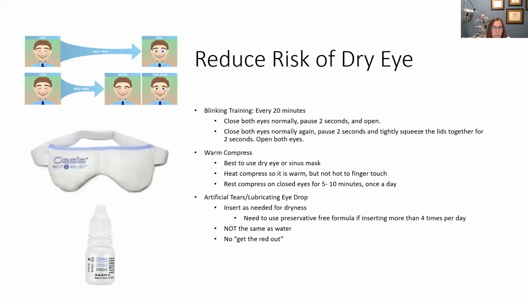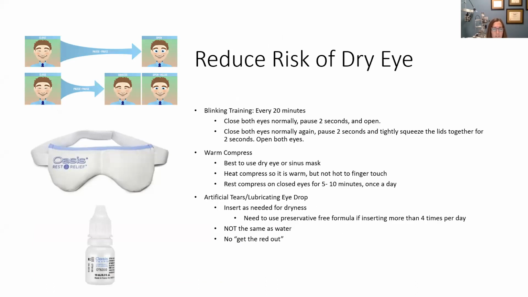So what can you do to help reduce the risk of dry eye? Most of these things you can do, or at least the top two, with things you probably already have at home. The first one is to actually think about blinking. So it's blink training. Your goal would be every 20 minutes to actually stop and think about blinking.